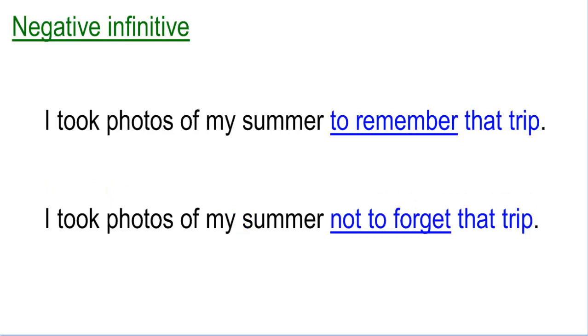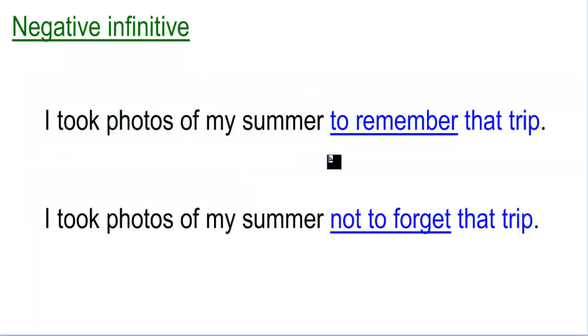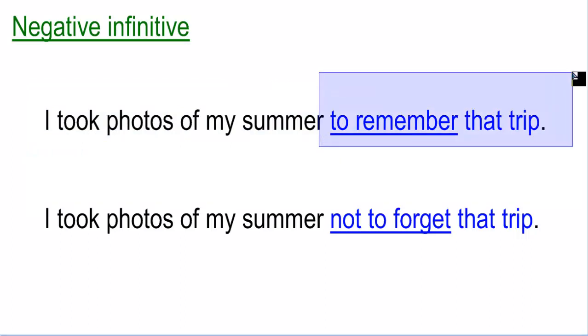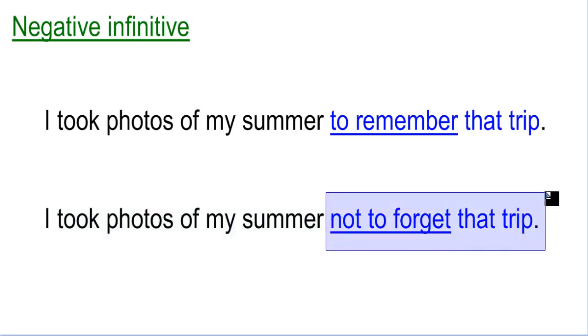And one more thing, you can also use negative infinitives. The infinitive in negative is the same. The only difference is that you are implying a motivation for something in a negative way. Example, I took photos of my summer vacation. Why? To remember that trip. I took photos of my summer. Why? Not to forget that trip. So you see, the way you make an infinitive negative is just putting not in front of the infinitive. So not to.